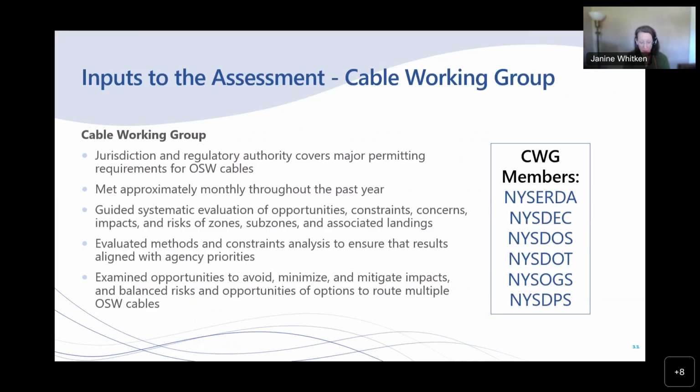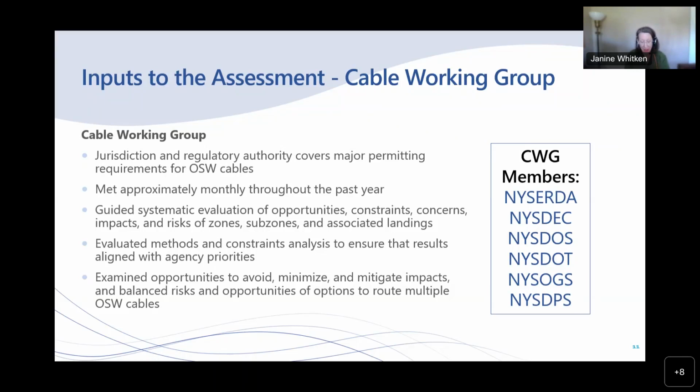And although this report does not substitute, as Kate said, for regulatory analysis, you can see the role of each agency and their permitting jurisdiction was central to characterizing and understanding the constraints as well as impacts and opportunities. We met virtually and in person almost monthly in the past year, where the WSP team presented on each step of the analysis, each approach area, each section of the report, and the working group provided feedback, guidance, and direction.